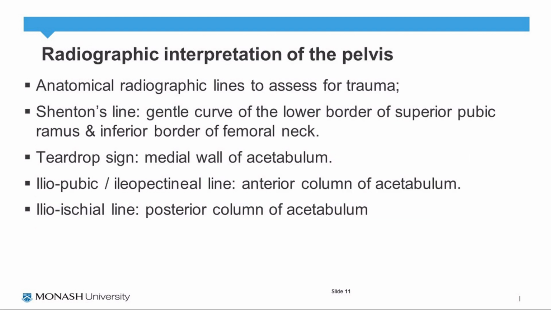There are a number of radiographic lines to help you assess the pelvis. Firstly, there's Shenton's line, and this is a gentle curve from the lower border of the superior pubic ramus and the inferior border of the femoral neck. Then we have the teardrop sign, which forms the medial wall of the acetabulum. There's also the iliopubic or iliopectineal line, which forms the anterior column of the acetabulum, and then the ilioischial line, which forms the posterior column of the acetabulum.